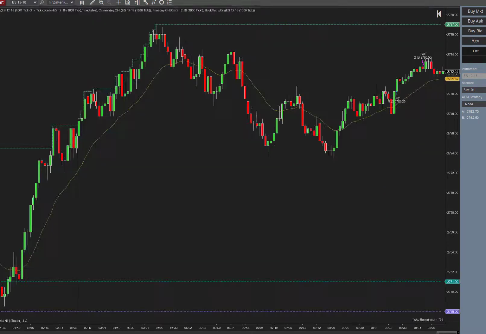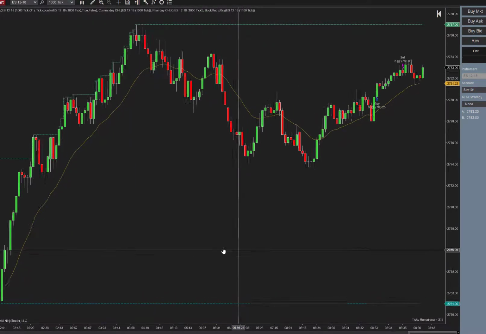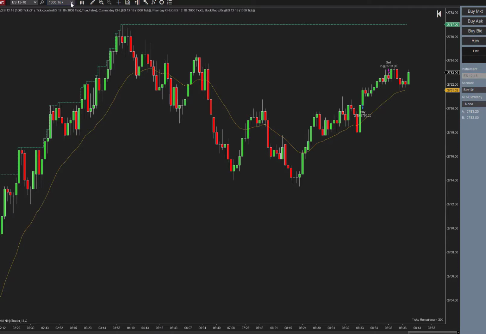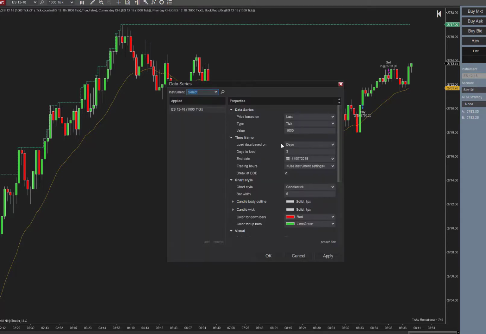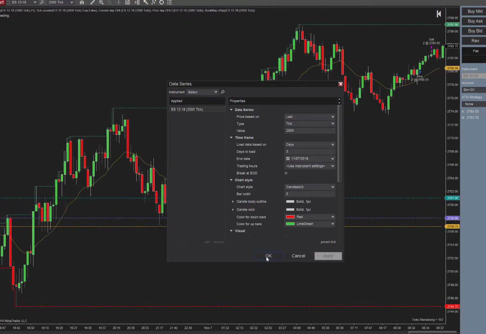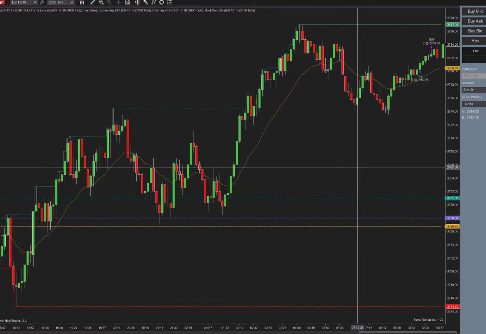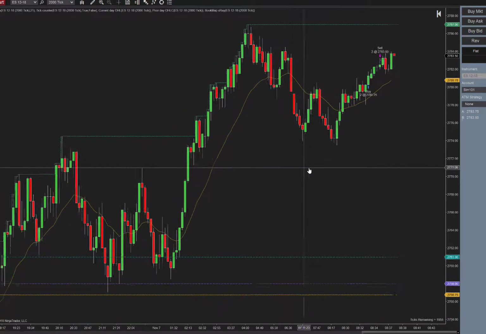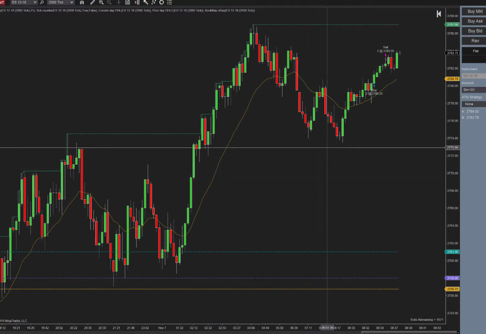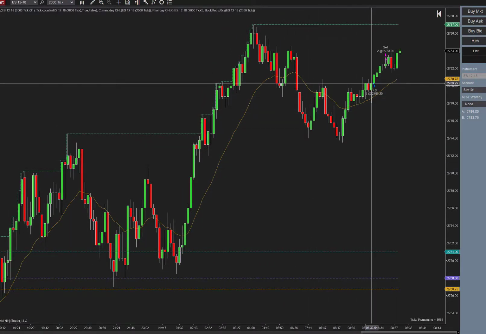Let's go look at the tick chart. So this is a 1,000 tick chart. What are we doing? Give me a minute here. That should be a 2,000 tick chart. So let's look at the 2,000 tick chart. So where did we get in? We got in, oh, right at the top, right there.